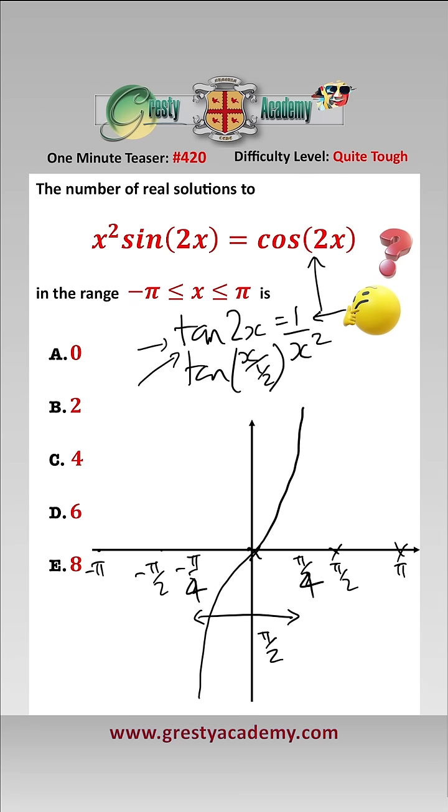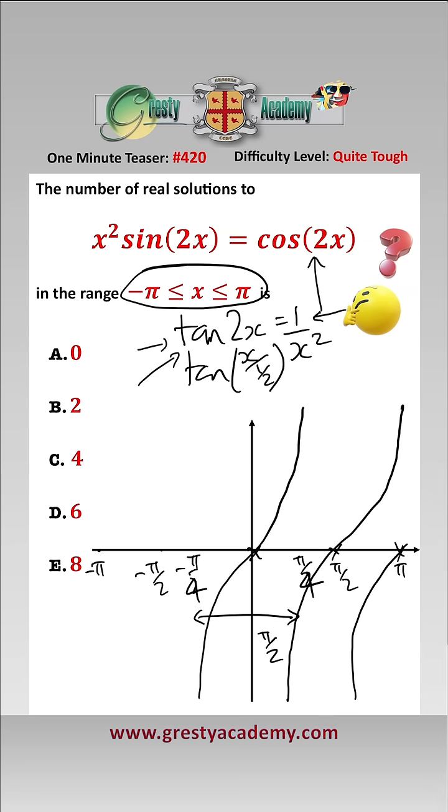minus pi. So we can now draw tan 2x, and it is going to look something along the lines of this, up to pi. Remember, we're only interested between minus pi and pi, so we have to go down this side as well. So it looks something along the lines of that, and then pi comes here, and this bit is outside of the range, and this bit is outside of the range.